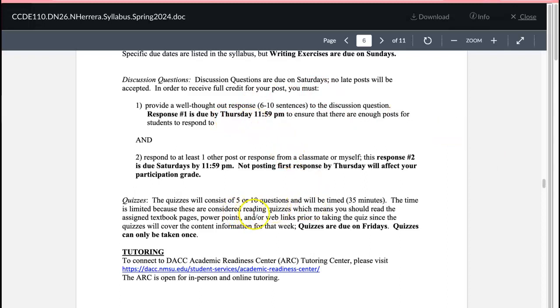We also have quizzes, and these are very short quizzes that are based on the reading or on a module or on a PowerPoint, and they are timed, and they usually take about 35 to 40 minutes. Actually, they usually take less, but I give you 35 to 40 minutes because I realize that for a lot of these quizzes, you're probably going to have the PowerPoints or the textbook open.